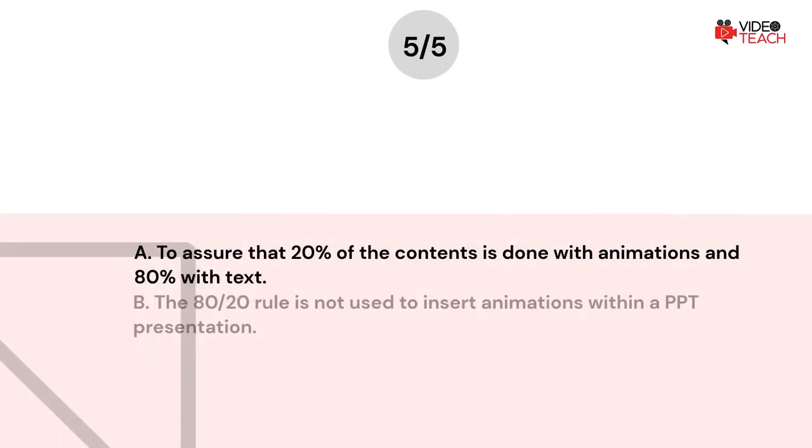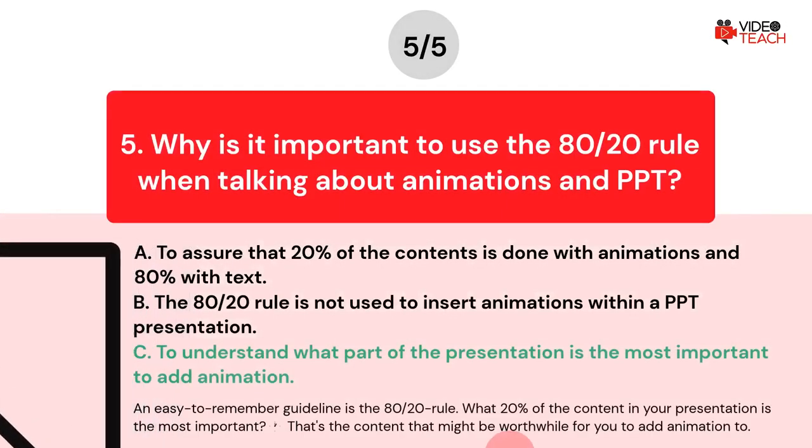The correct answer is option C. Take a look at each slide and decide what your audience should focus on. An easy-to-remember guideline is the 80/20 rule. What 20% of the content in your presentation is the most important? That's the content that might be worthwhile for you to add animation to.